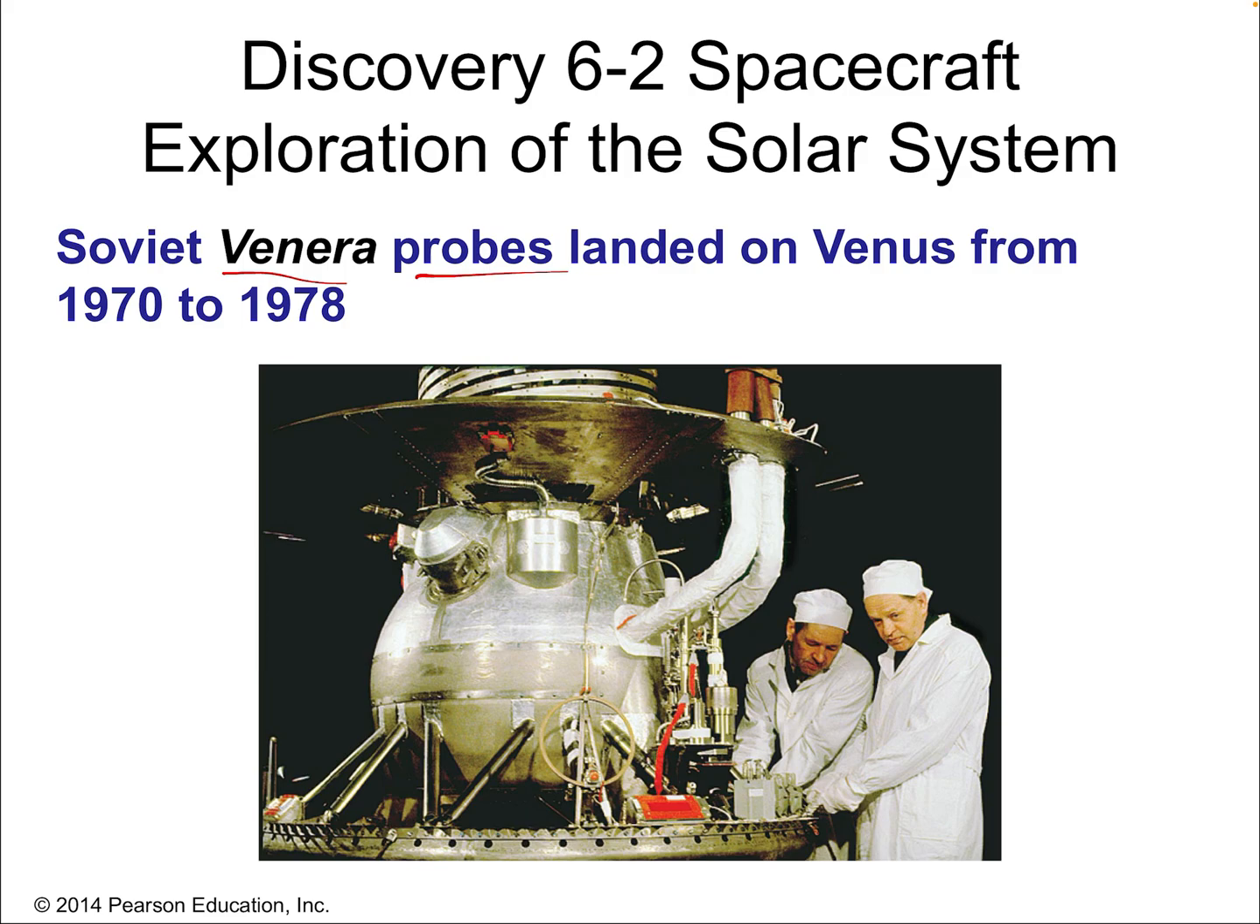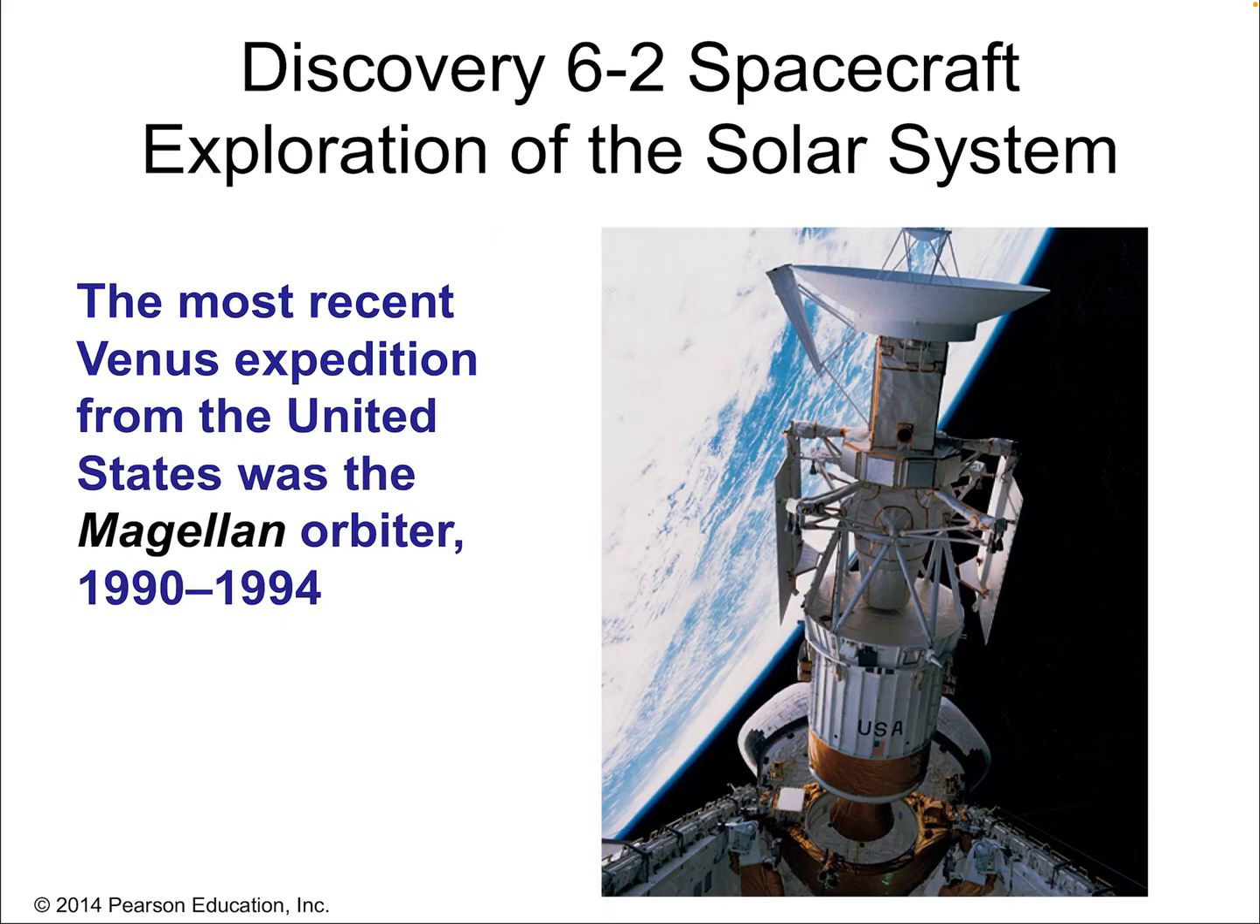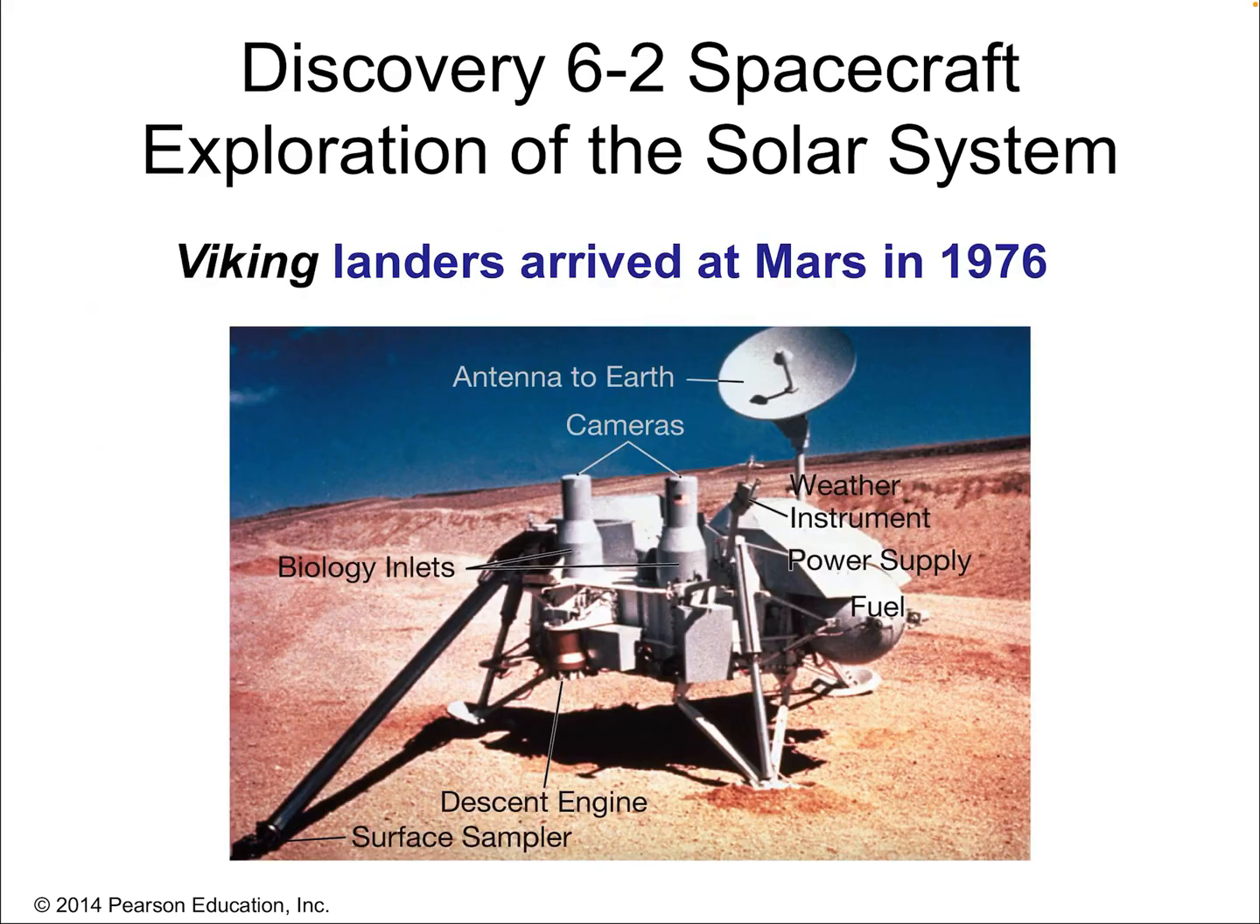But subsequent probes landed and were able to acquire some data before they melted. The most recent Venus expedition from the United States was the Magellan Orbiter, which didn't land, but was able to collect a lot of data, and it orbited from 1990 to 1994. It orbited around Venus, using certain cameras to pierce Venus's incredibly thick atmosphere. Venus does have an atmosphere, but it's very hostile, so much denser than our atmosphere, and almost completely opaque, but you can look through it in the infrared and other frequencies.